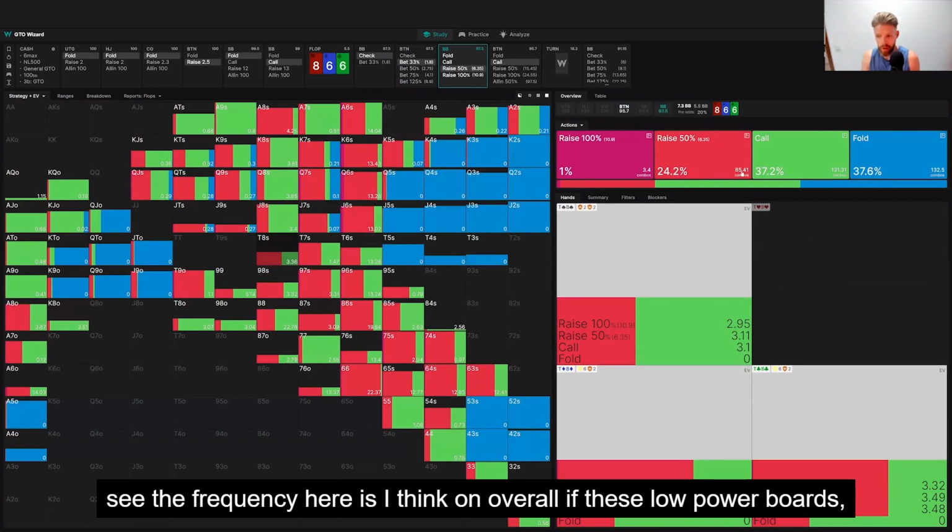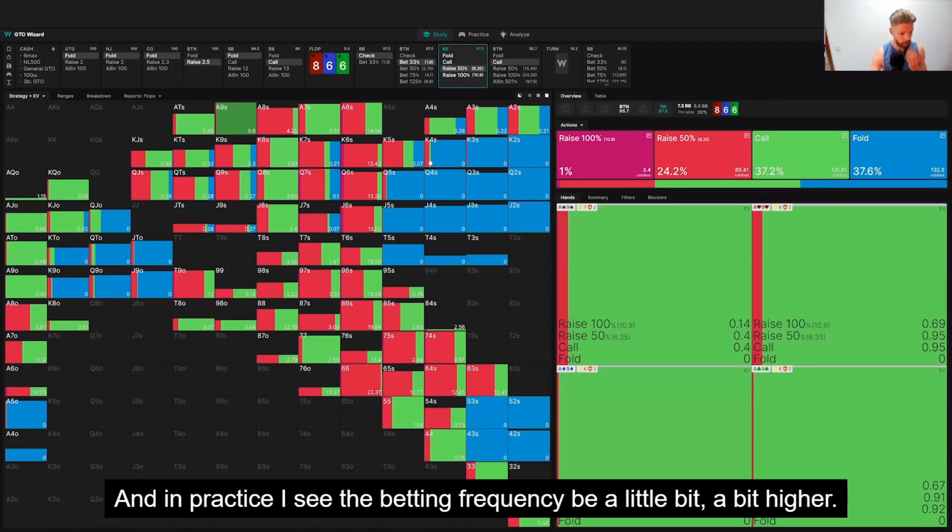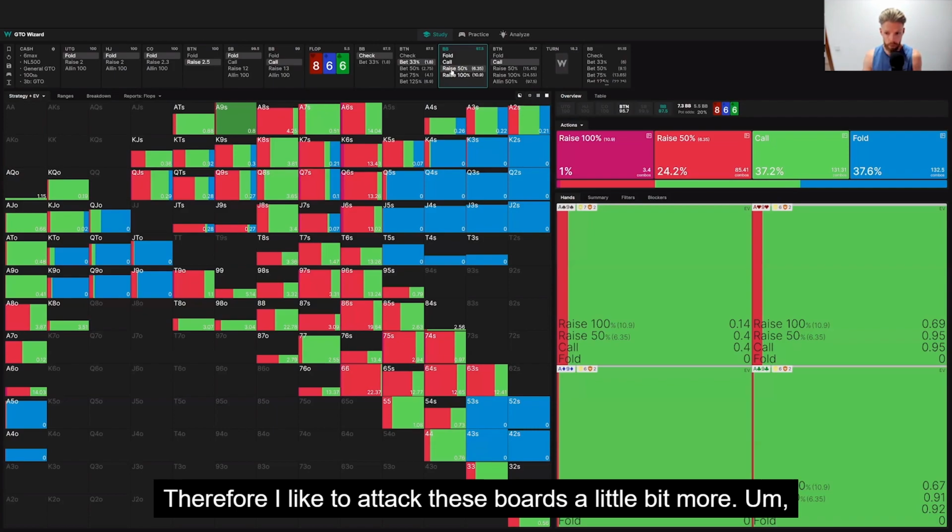See, the c-bet frequency here, I think overall on these low pair boards, the check-raise frequency should be a little bit higher. And in practice, I see the betting frequency be a bit higher. Therefore, I like to attack these boards a little bit more.